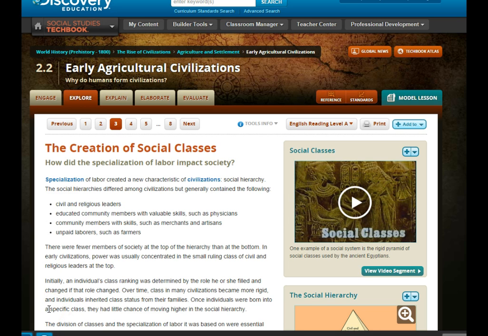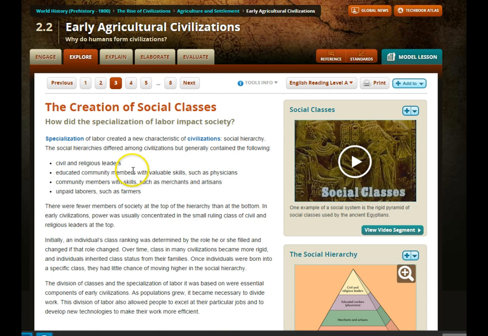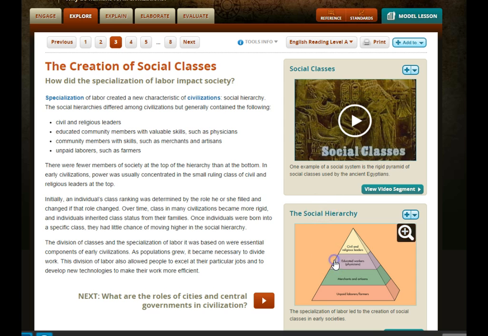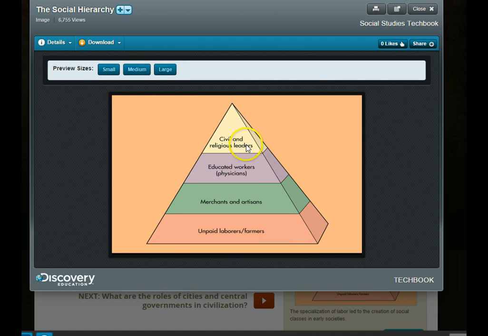All right, so using the tech book, and the reason I'm filming the tech book is because we'll be using the McGraw-Hill textbook all week in class, so you'll have access to it daily. But I'd recommend that you log on to ortn.discoveryeducation.com in order to use the tech book some to learn about these different parts of civilization, including social classes. It does a great job of explaining, and we'll be discussing how different civilizations rated people in the social classes. For example, civil and religious leaders were at the top of this pyramid. Educated workers, like physicians, merchants and artisans, unpaid laborers, and farmers.